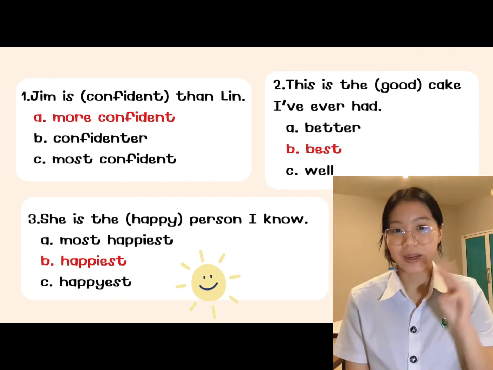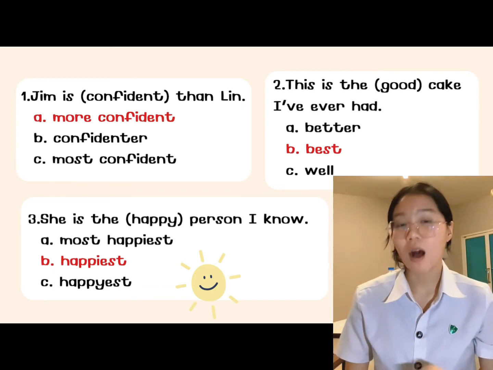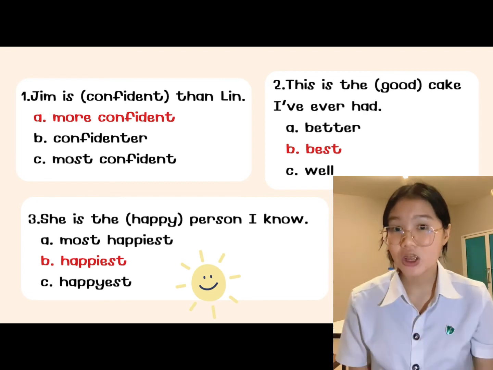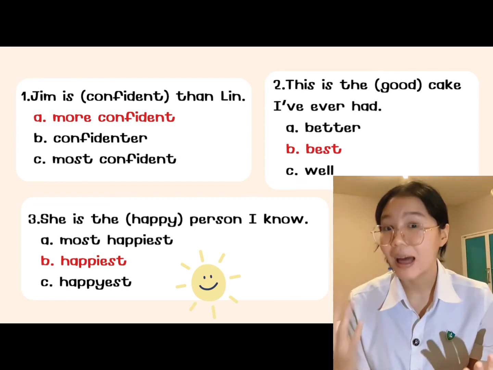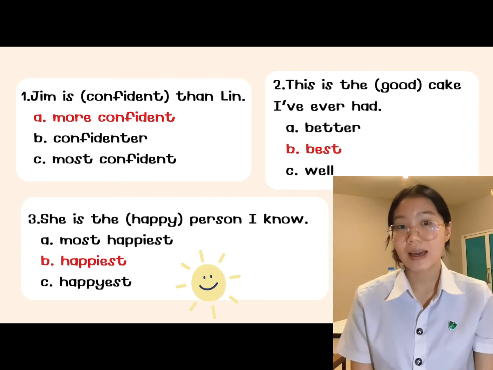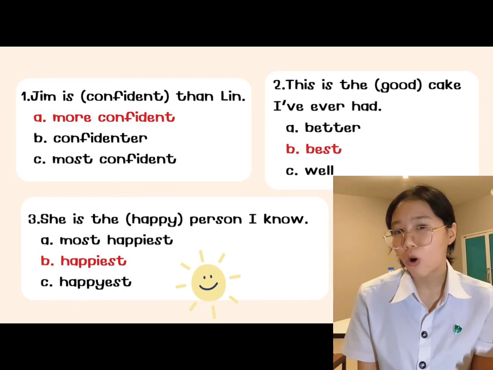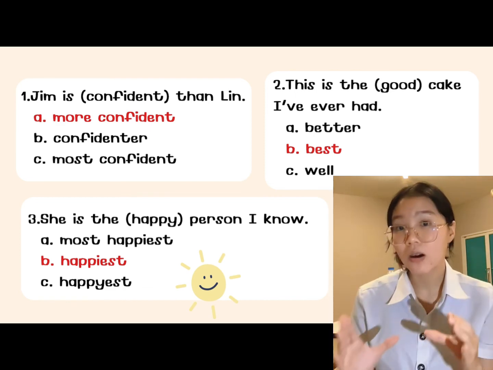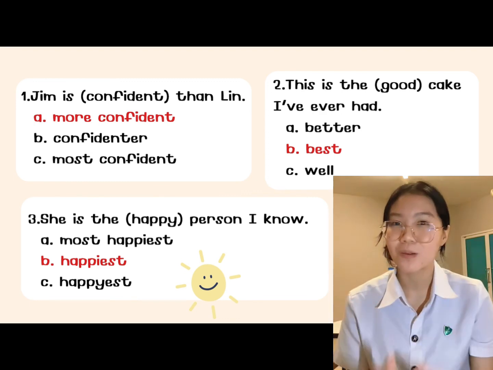Question number 3. The answer is B, because the rules of superlative adjectives say that if an adjective ends in y, we change y to i and add -est. So the answer C is not correct, and we don't use more or most together with -er or -est. So the answer A is not correct.